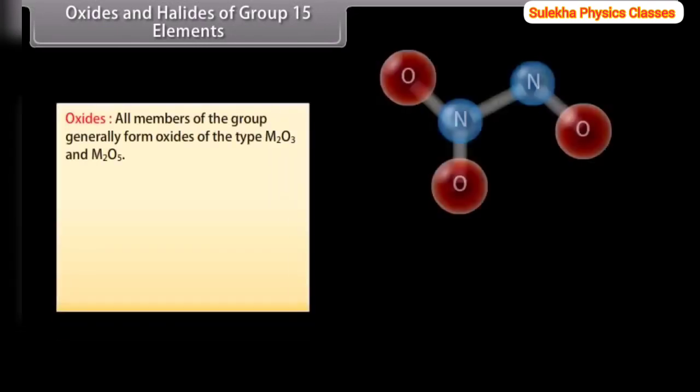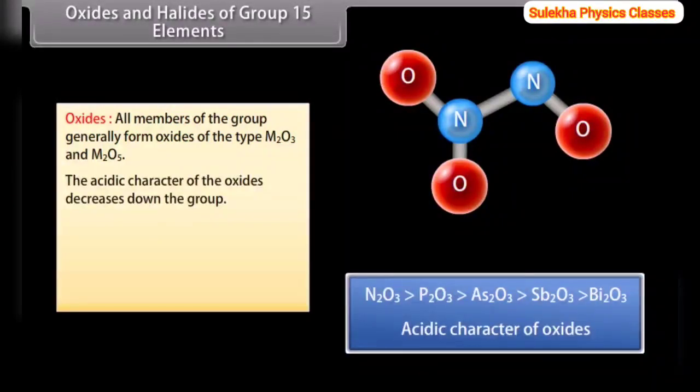Oxides and halides of group 15 elements. Oxides. All members of the group generally form oxides of the type M2O3 and M2O5. The acidic character of the oxides decreases down the group.